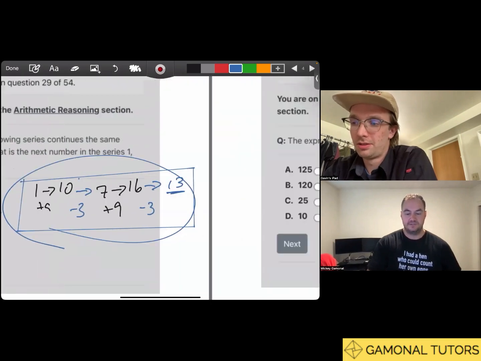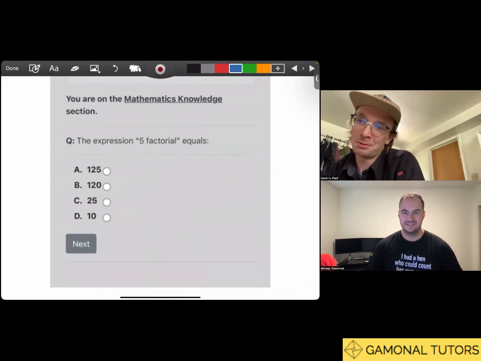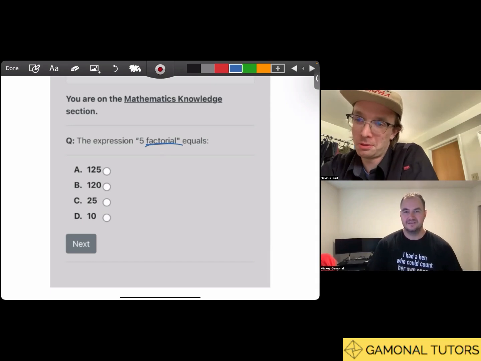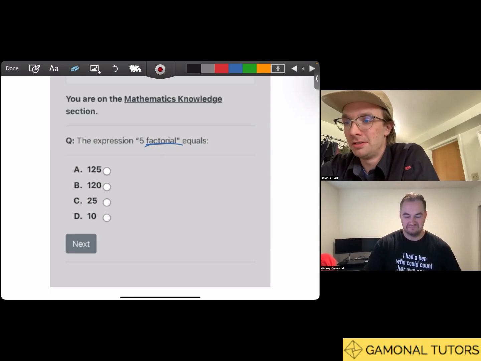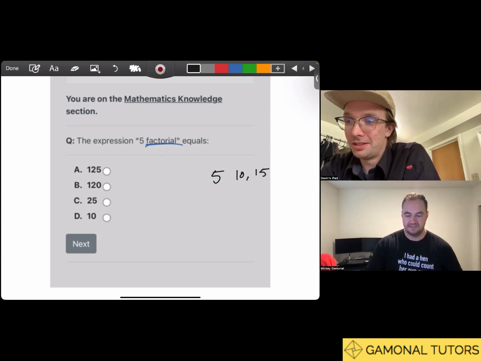All right, last one. Go ahead. Were you able to get this answer? Do you know the trick? This one's just like a trick. I'm not really familiar with the term factorial, but I would assume it means factors of 5. Okay. So, 5, 10, 15, 20, and so on. Cool. I like that. Go ahead.